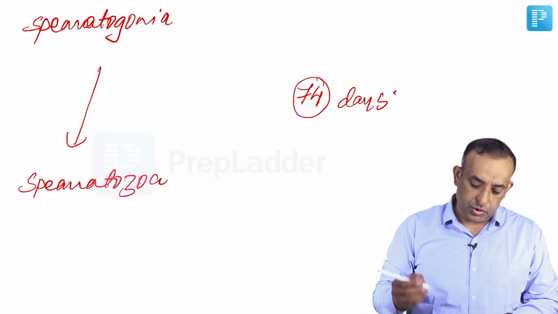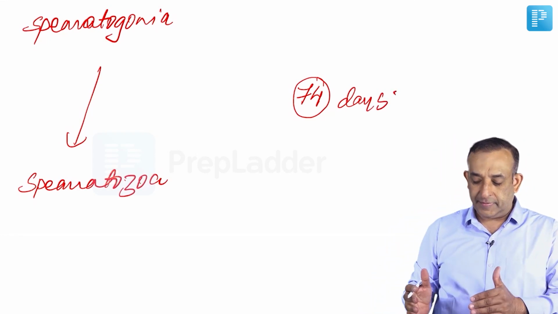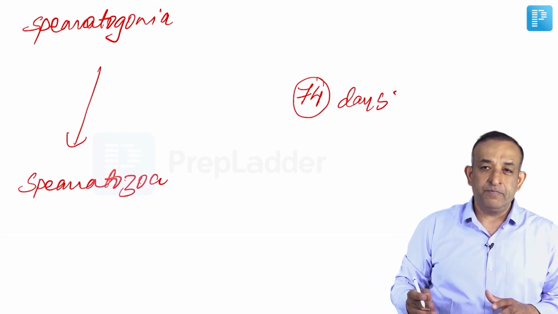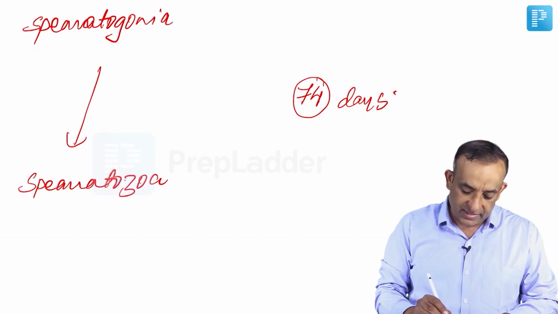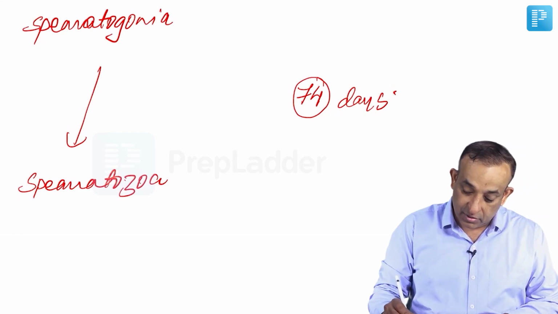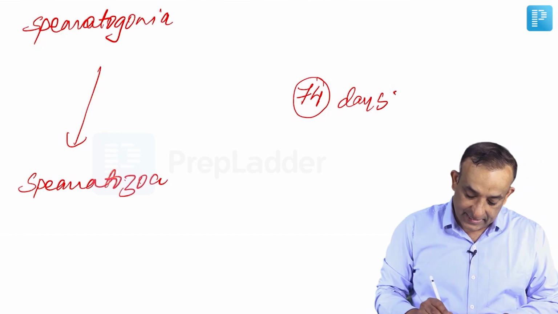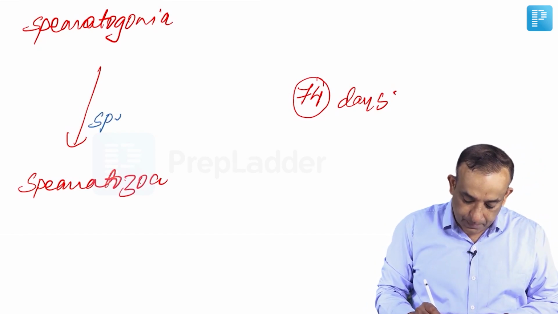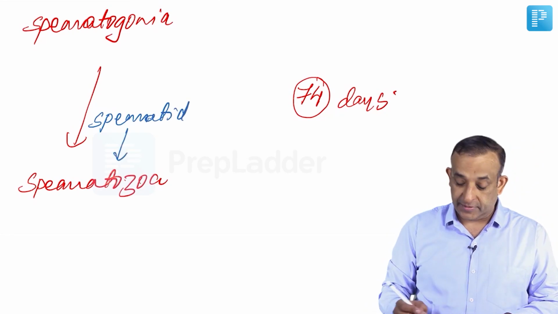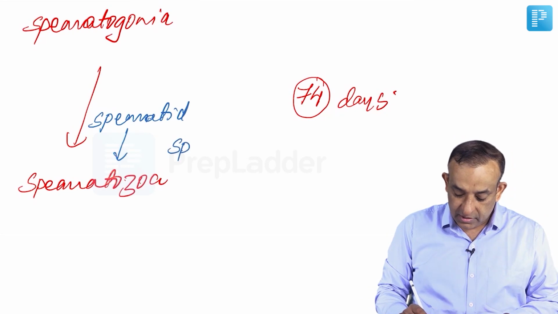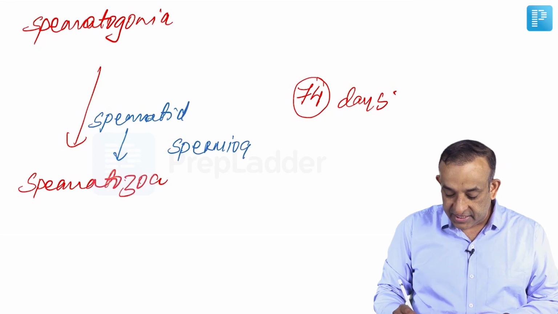And this spermatogenesis, from spermatogonia to spermatozoa, is a broad term for a few more processes which happen in between. For example, there is a stage where there is formation of the spermatids. From the spermatid stage to the formation of the mature spermatozoa, this is known as spermiogenesis.